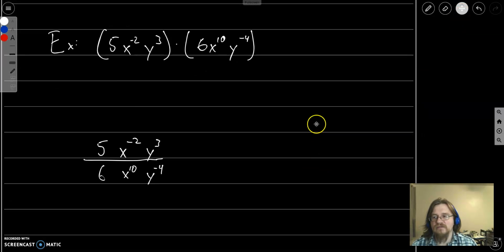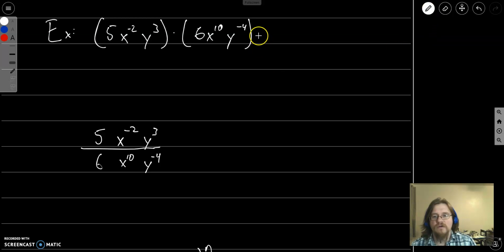So let's go for it down here. Let's multiply 6x to the negative 2, y to the third power, by 6 times x to the 10th power, y to the negative 4th.